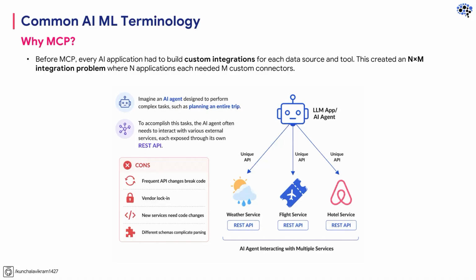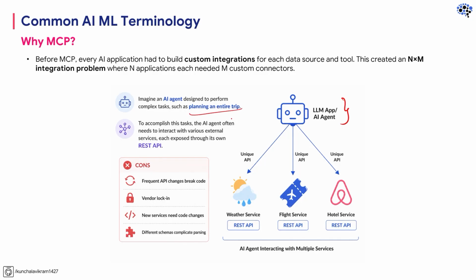Okay, so now we have seen what the various limitations in RAG are. Let's understand what MCP is. Before MCP, let's say I have created an agent, or AI agent, or an LLM application for planning an entire trip.